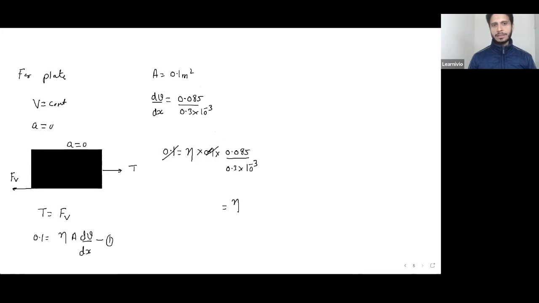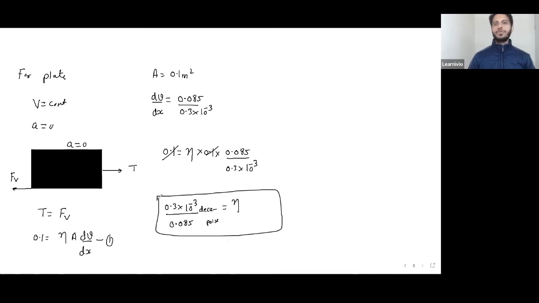This 0.1 will cancel this 0.1. Your eta will be 0.3 into 10 raised to the power minus 3 over 0.085. This much decapoise is the coefficient of viscosity. Okay, so after this expression of viscosity, the next is Poiseuille's formula.